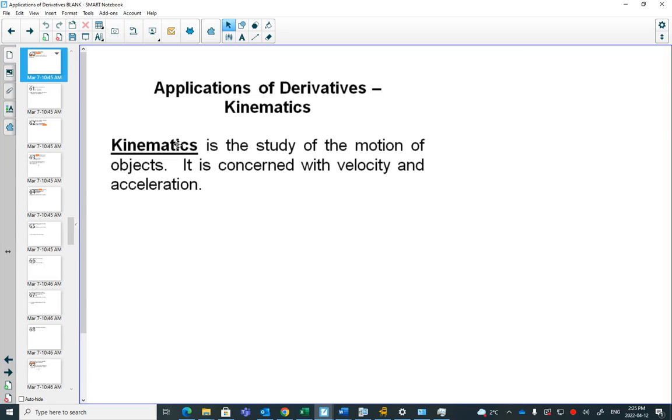So we've done a section of this unit which was applications of derivatives to curve sketching, and now we're going to do a bunch of other applications to derivatives. And we're going to start with kinematics.